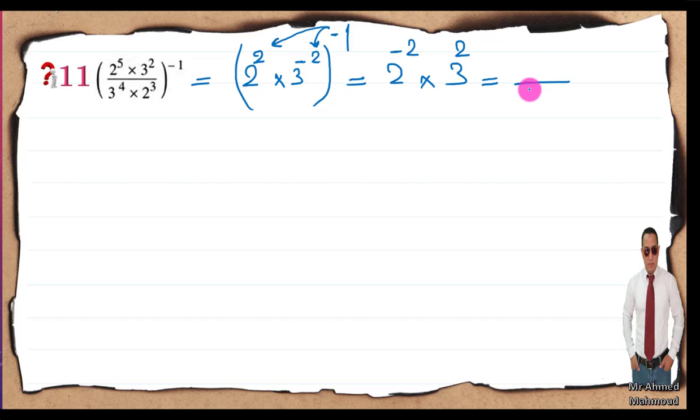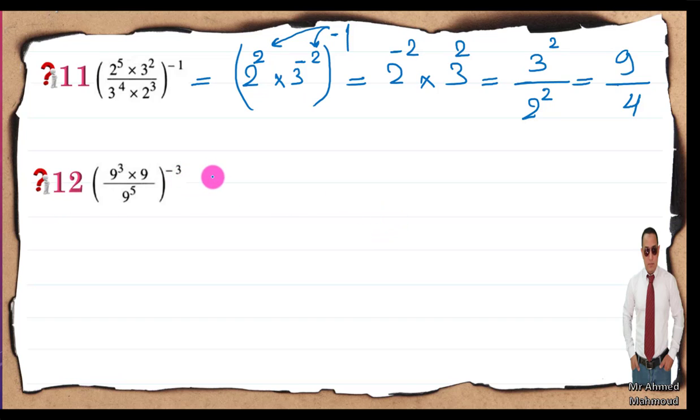fraction. 2 power negative 2 goes down here. It will be 2 power positive 2. 3 power positive 2 still up. Finally, it will be 3 power of 2, 9, and 2 power of 2, 4. So finally, it is equal to 9 over 4.